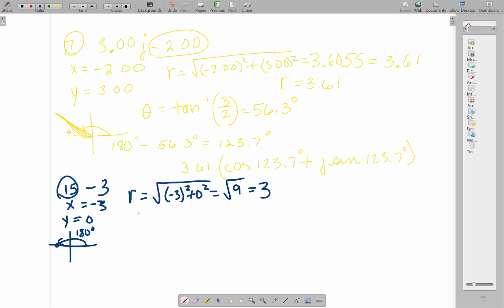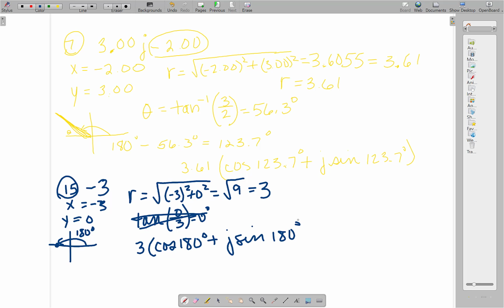But be careful here, because if you do your tan of 0 over 3, you're going to get 0 for your angle, and that is not correct. When you're only given one part, the real or the imaginary part, it's not going to work out to do this. Okay, you have to think it through. So our answer here, we know that because we went negative 3 and up 0, we're at 180 degrees. We just stop there and put our answer as 3 times the cosine of 180 degrees plus j times the sine of 180 degrees. So those are just a little bit different.